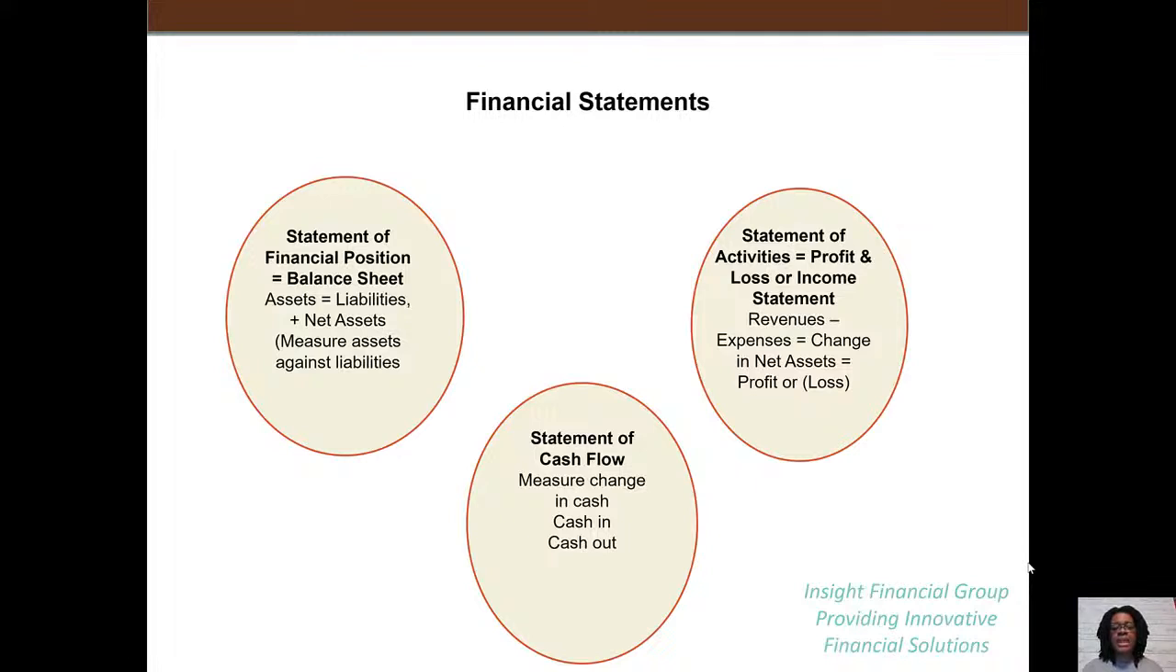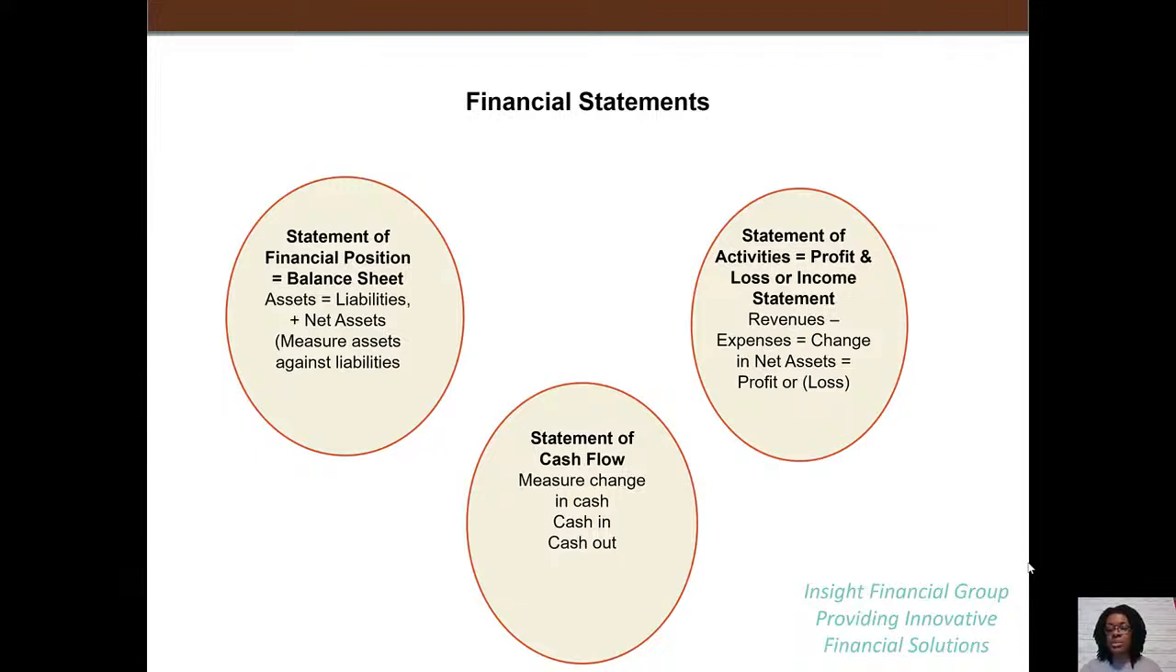That lists your assets and your liabilities. In a perfect world, you want your assets to be higher than your liabilities. Your assets is everything you own. Liabilities is everything you owe. Assets can be a bank account, it can be a piece of equipment. Liabilities could be a loan, also could be how much you owe a particular vendor.